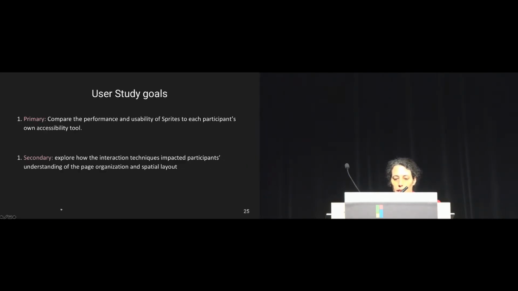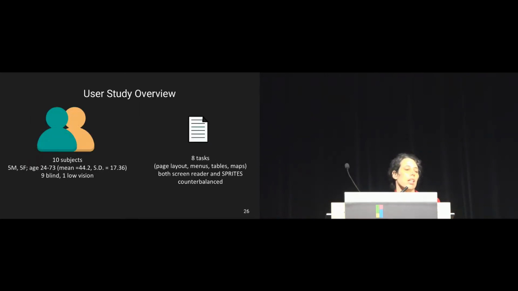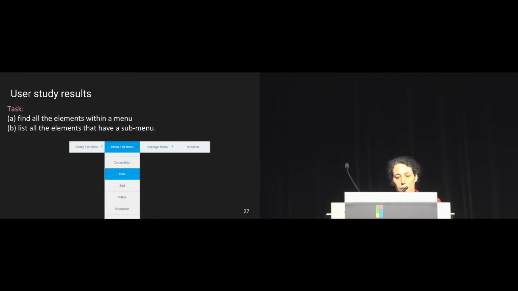So here are the user study results. We had 2 goals with the user study. One was to compare the performance and usability of Sprites to each participant's own accessibility tool. And the second was to explore how interaction techniques impacted participants' understanding of page organization and layout. We wanted to see if it improved the experience for users. We had 10 participants, 9 were blind and 1 was low vision. And we had 8 tasks, which included things like understanding page layout, revisiting something on the page, working with menus, working with tables, and so on.